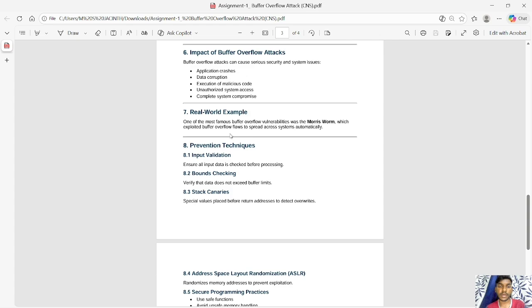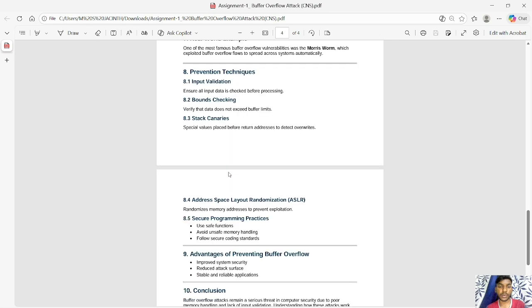Prevention techniques. First one is input validation. In this, ensure all input data is checked before processing. And second one is bounds checking. In this, verify that data does not exceed buffer limits. And third one is stack canary. In this, a special value is placed before return addresses to detect overwrites.